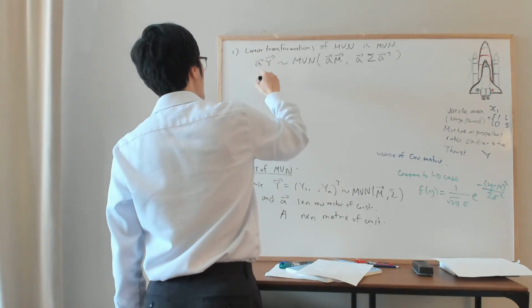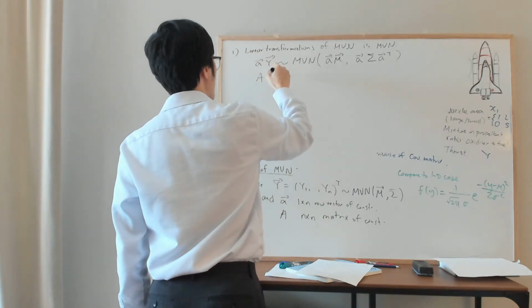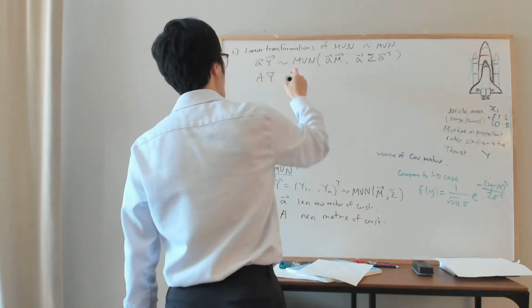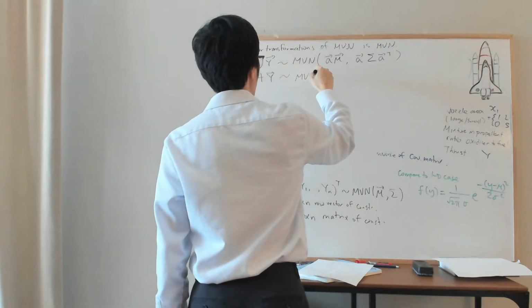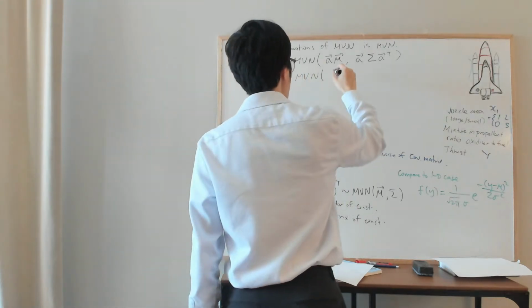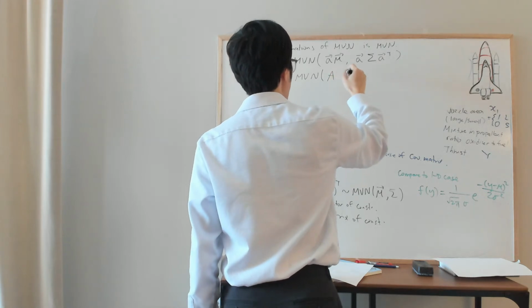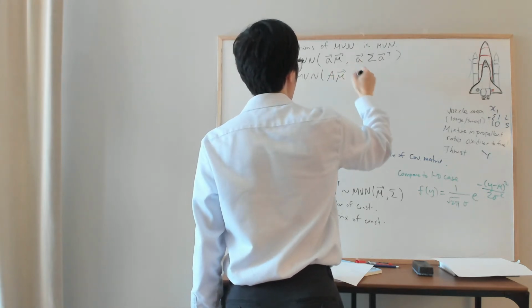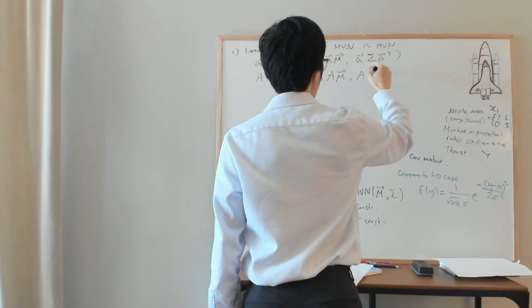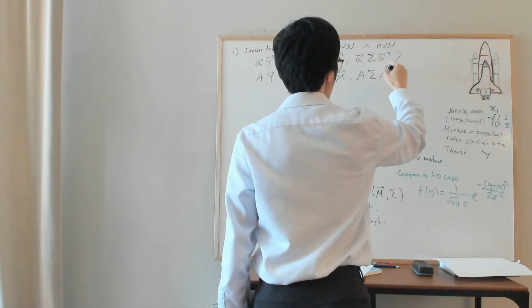And then likewise, we can do the same for matrix A times Y. So this is multivariate normal with the mean A times mu, and then A sigma A transpose.